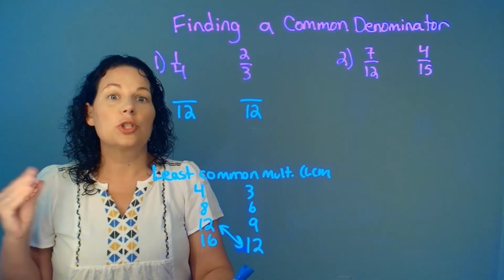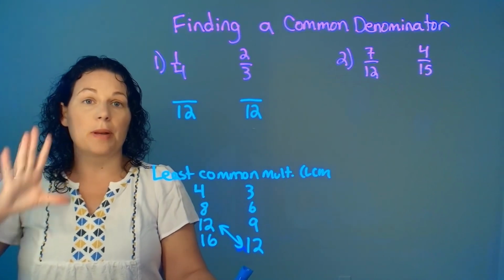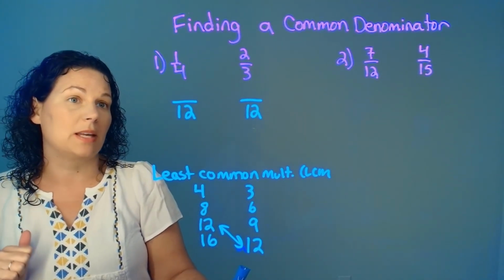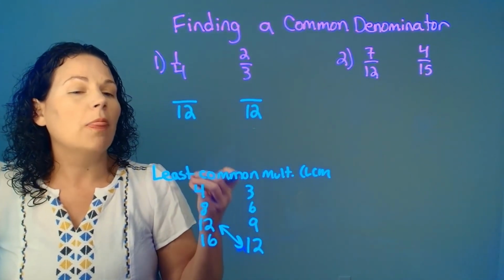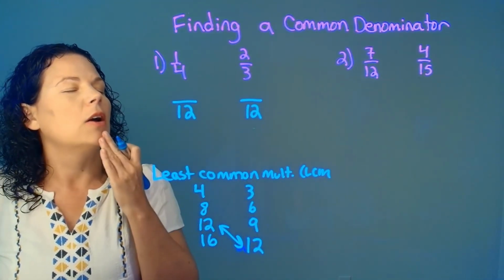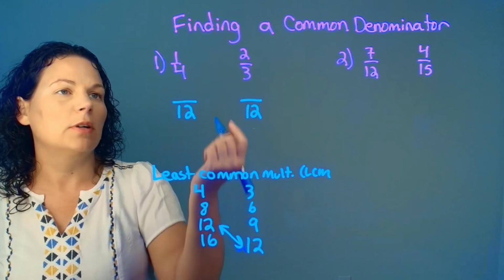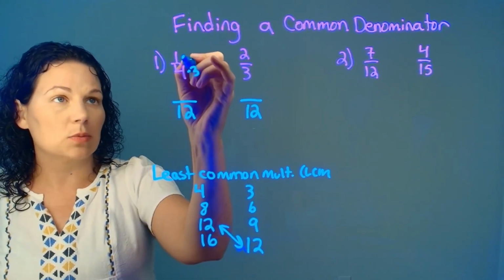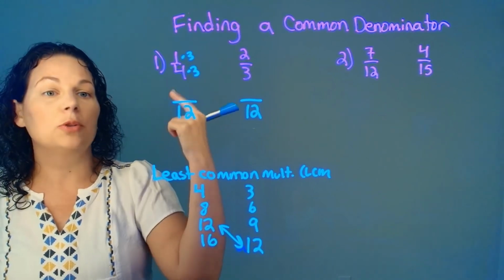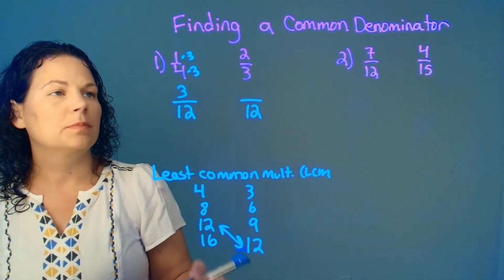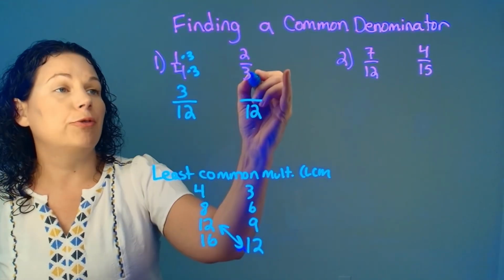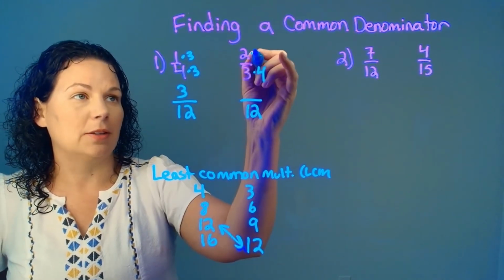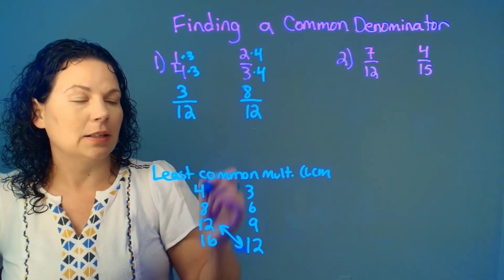And when we were reducing, we divided the top and bottom by the same number. Here, we're going to multiply the top and bottom by the same number. I know I want the bottom to be 12. So I say, okay, 4 times what will give me 12? 4 times 3. 1 times 3 as well. Whatever you do to the bottom, you do to the top. That gives me a 3. 3 times 4 will give me a 12 on the bottom. If I do it to the bottom, I've got to do it to the top. That'll give me an 8.